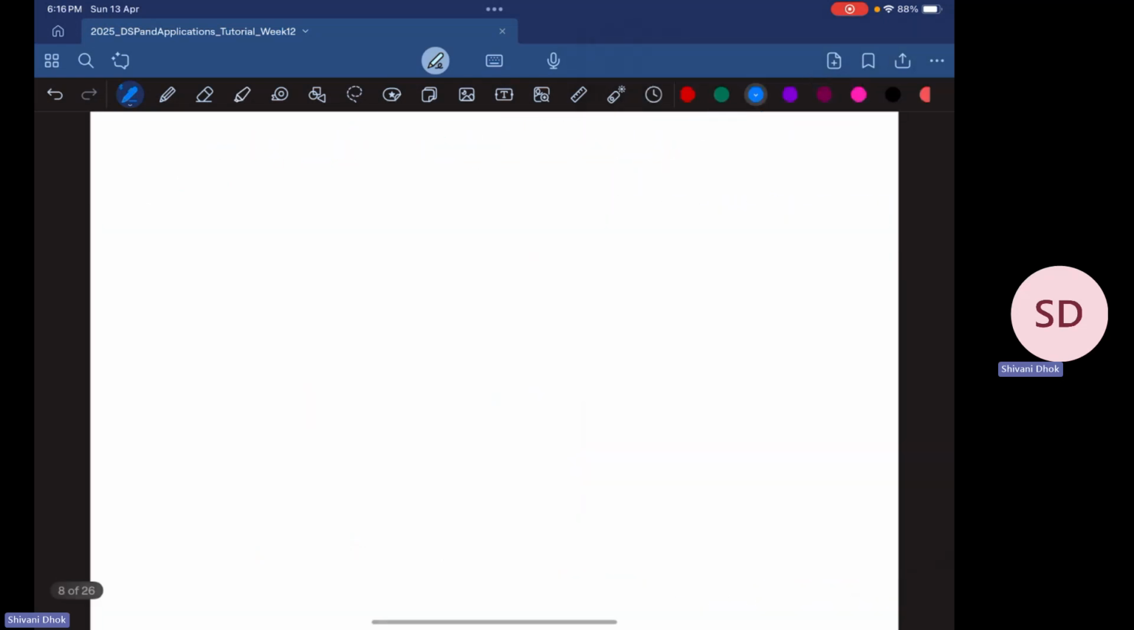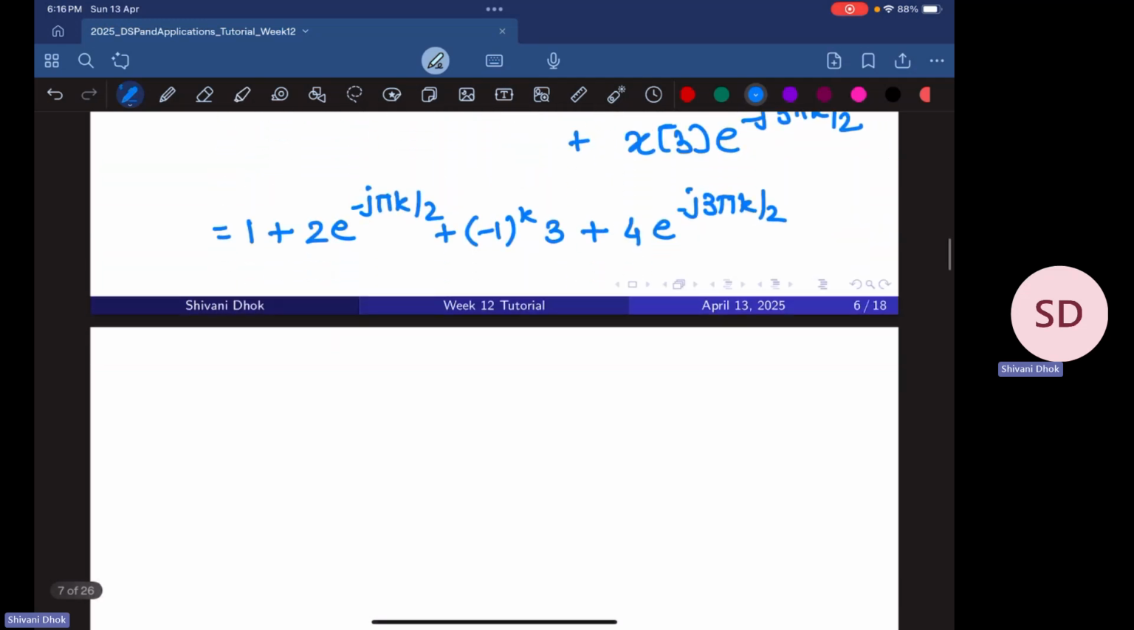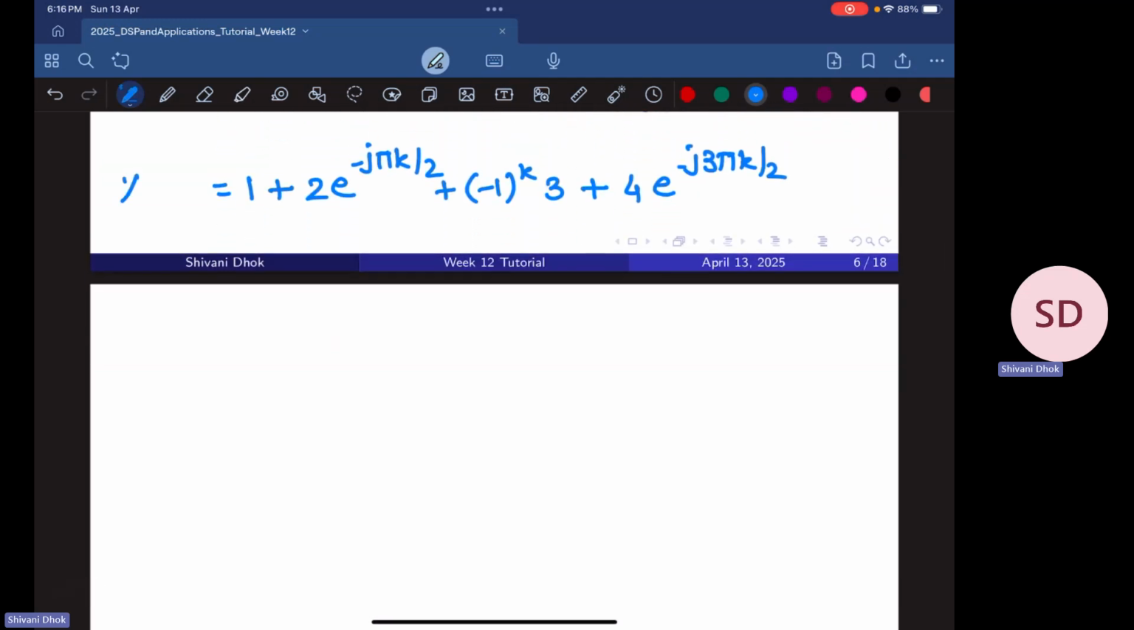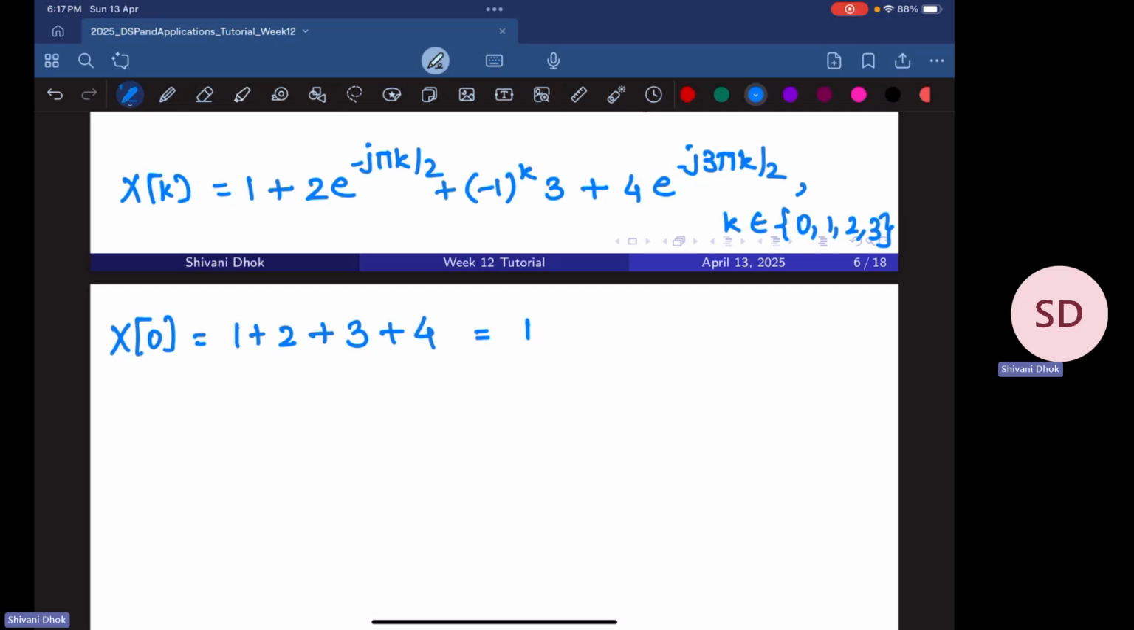Now let us find out this for different values of k. So this is my X of k, and we have a 4-point DFT. So this k belongs to 0, 1, 2, and 3. So let us try to do that. So what do we get? We get X of 0 as 1 plus 2 into e power minus j 0 by 2. So that is 1 plus minus 1 to the power 0 is 1 plus 3 plus 4 into e power 0, that is again 4. So this comes out to be equal to 10.